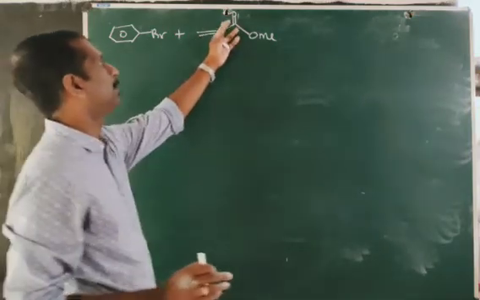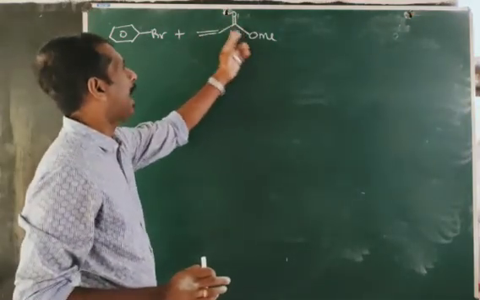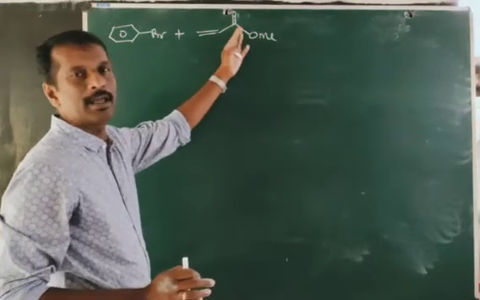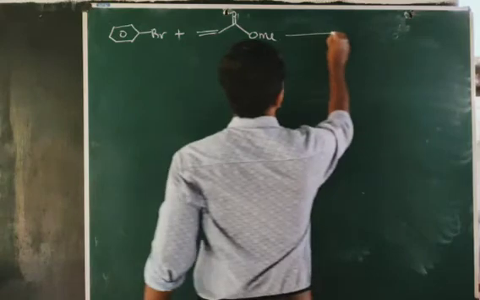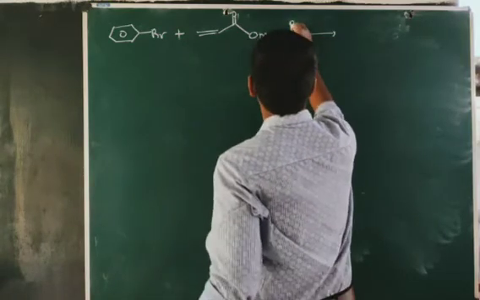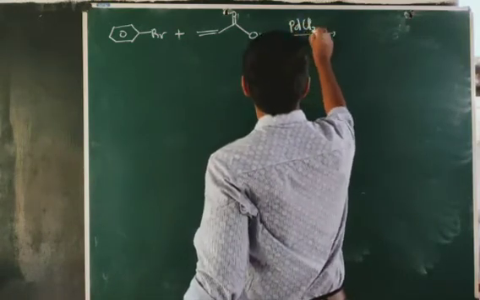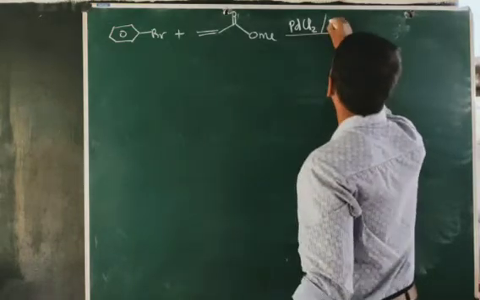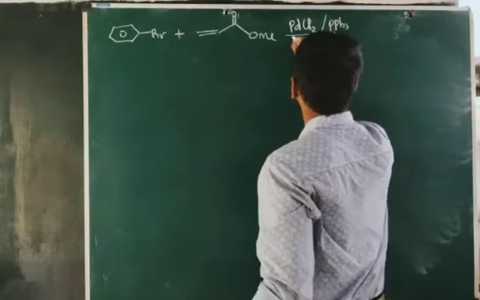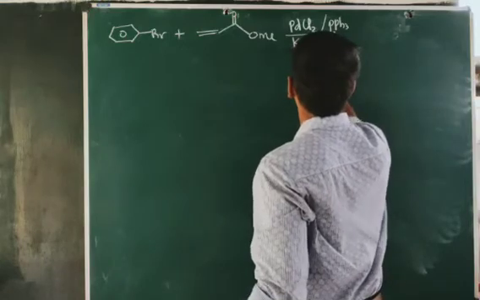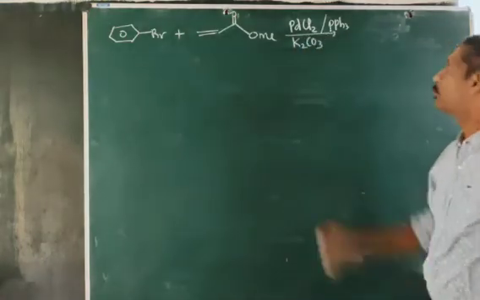In the beginning itself I told you R' can be an alkyl group, aryl group, or ester group. Here you can see that there is an ester group. Your question is like this: it is treated with PdCl2 and PPh3 and K2CO3. What is the product?